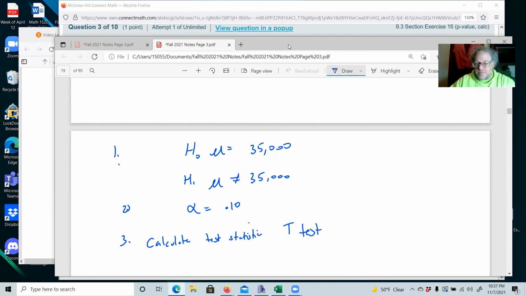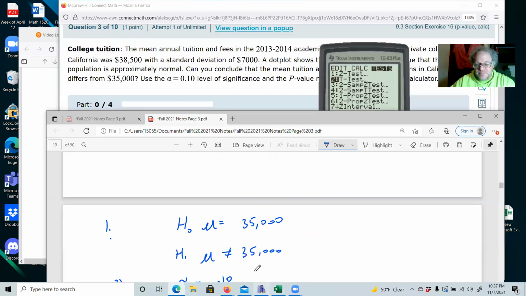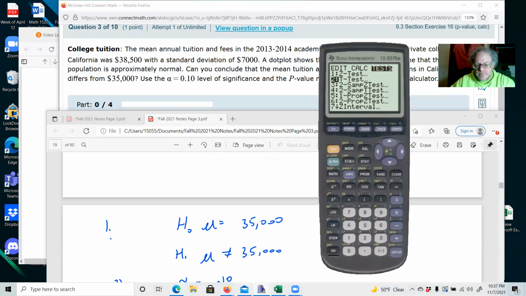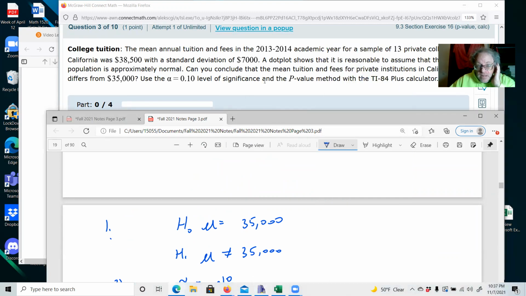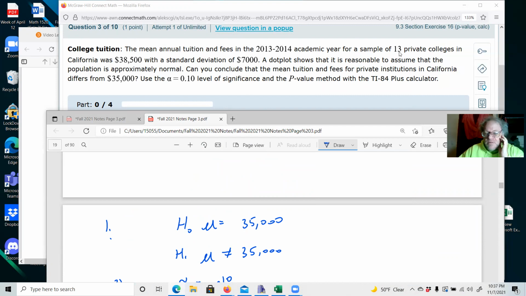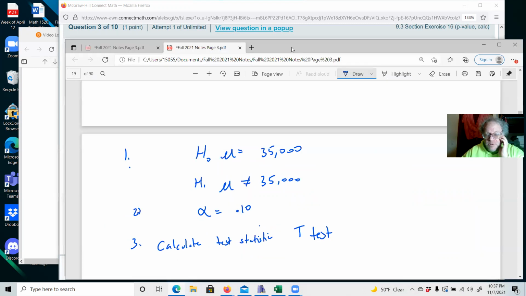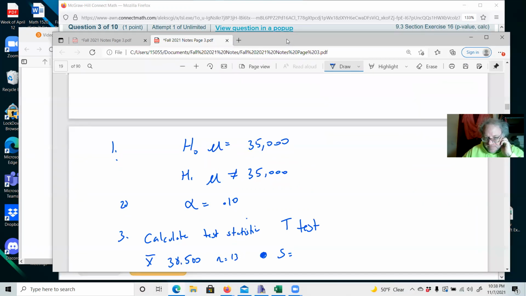All right. Let's write down the pertinent information we have for that. We have a sample mean, right? The sample of 13 private colleges is 38,500. So our sample mean is 38,500. Our N, they asked us to do 13. And we have a sample standard deviation, not a population standard deviation, a sample standard deviation of 7,000.